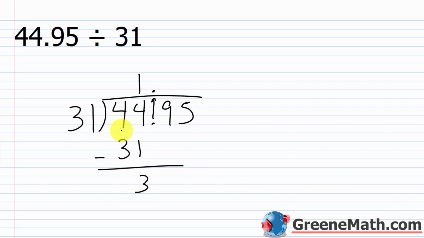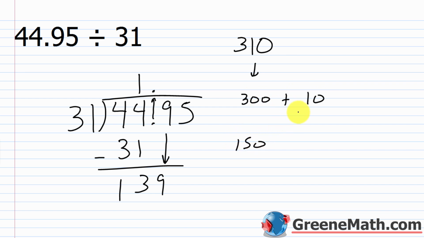4 minus 1 is 3. 4 minus 3 is 1. Now bring down the next number. How many times will 31 go into 139? Well, let's see. I know that 31 times 10 is 310. Let's say I was to mentally cut that in half. Think about 310 as 300 plus 10. Cut 300 in half, you'd have 150. Cut 10 in half, you'd have 5. So half of this would be 155. That's too big. So my guess is going to be 4.